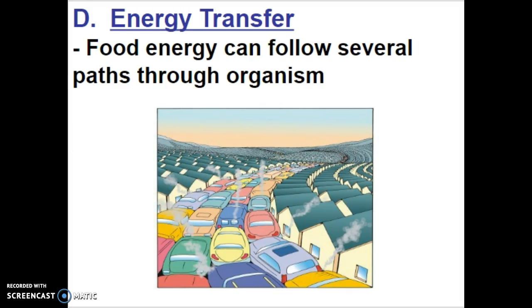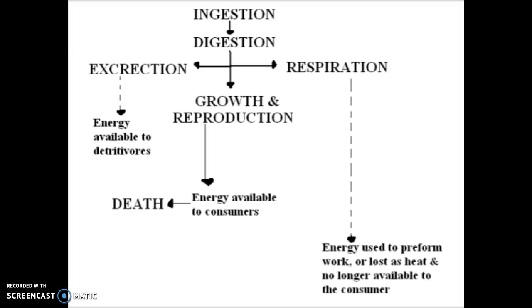Energy transfers through the ecosystem. When something gets consumed, that food energy will follow several paths through the organism. So once an organism eats something or ingests it, it will begin to digest. The digestion process will start to break up that food into energy, and that energy can go in a couple of different ways. That energy can be excreted out. That energy would be available to detritivores or scavengers.